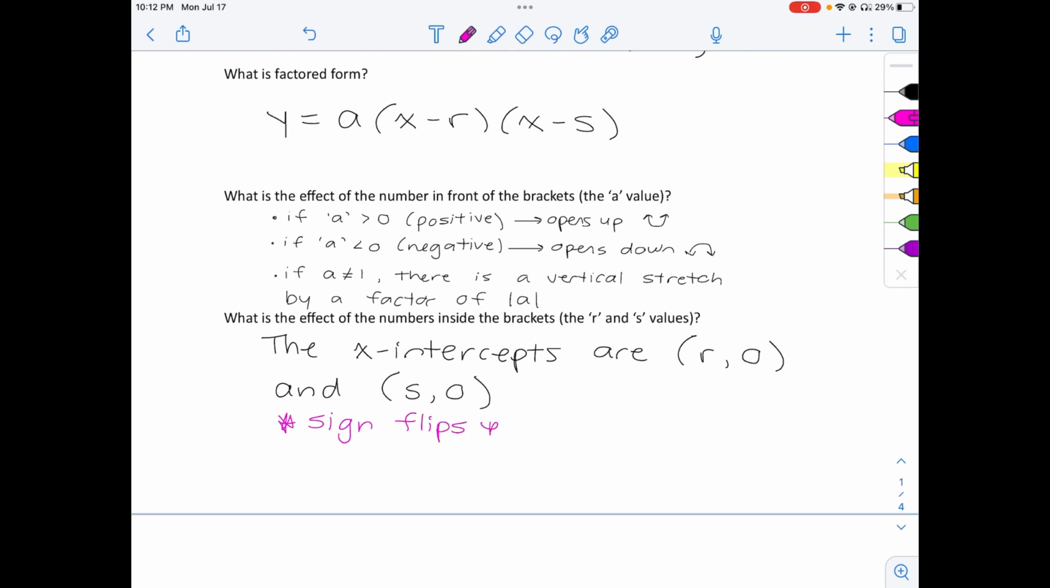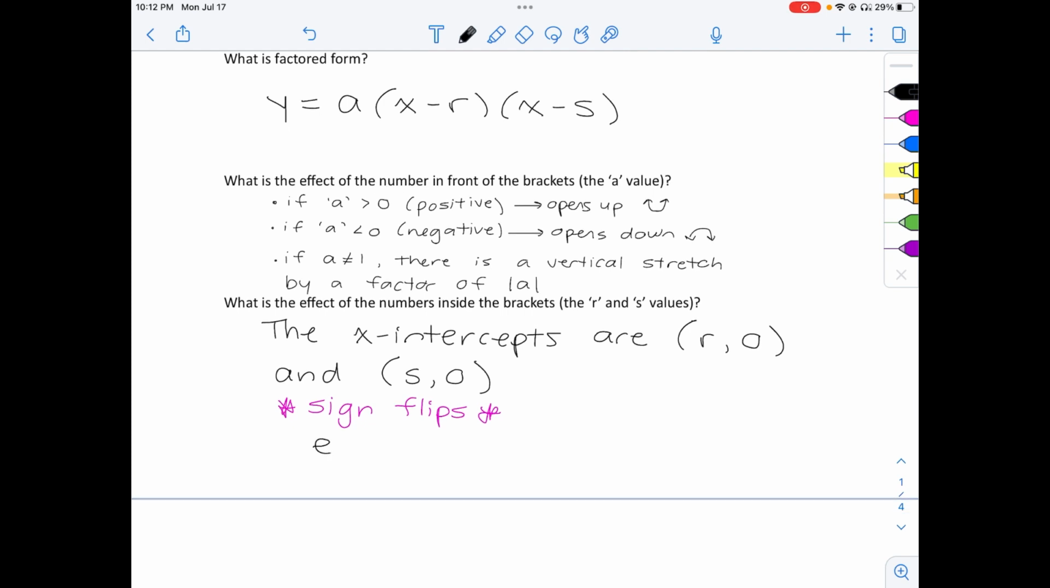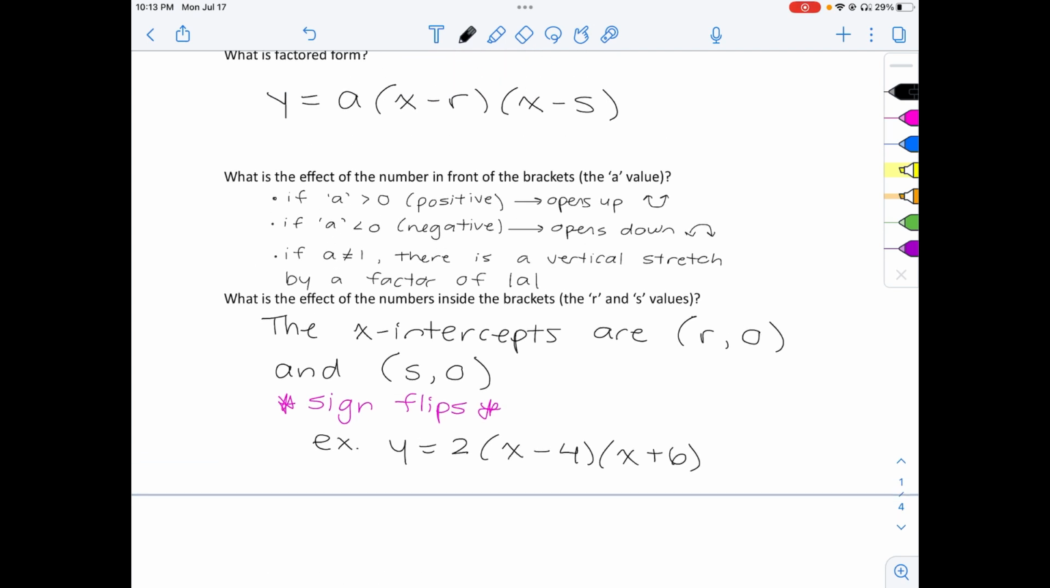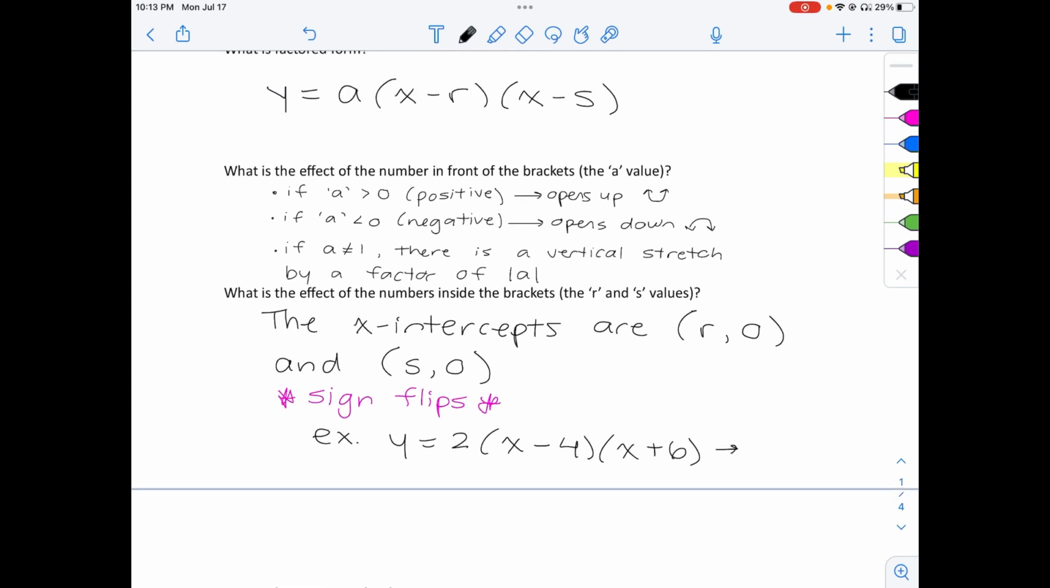So similar to vertex form, your x lies. So when you're reading that number out, if you had, for example, y equals 2 times (x minus 4) times (x plus 6), your x-intercepts would be positive (4, 0) and negative (6, 0). Okay, so you flip the sign. Anytime we're dealing with any number in the bracket that is with the x, remember that your x lies, you flip the sign. Okay, so that is the factored form of the equation.